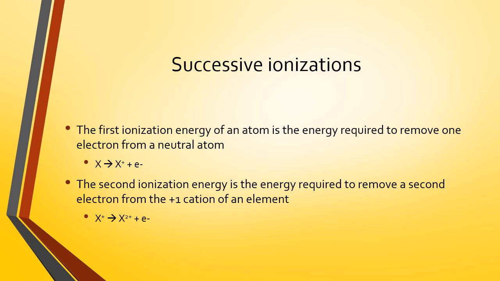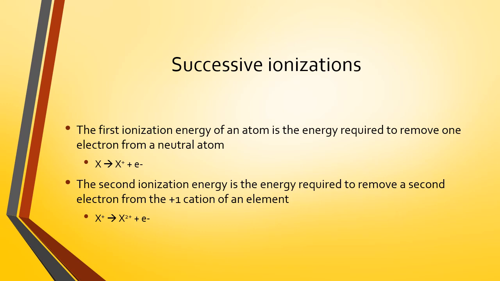You'll notice I said first ionization energy on the previous slides. The first ionization energy is the definition for ionization energy you are used to, where it is the energy required to remove one single electron from a neutral atom, often given the general form of some element X has energy applied to it and becomes a +1 cation of X, and an electron is kicked out.